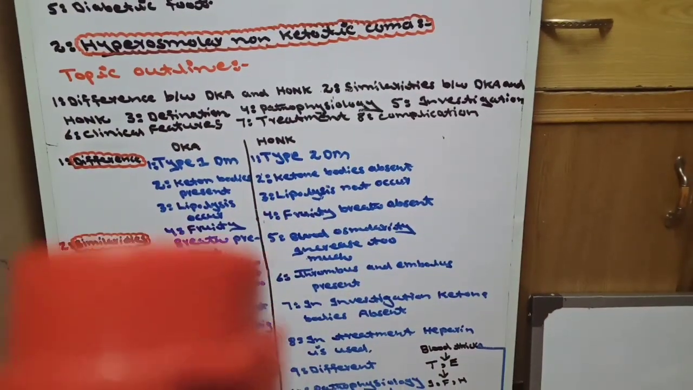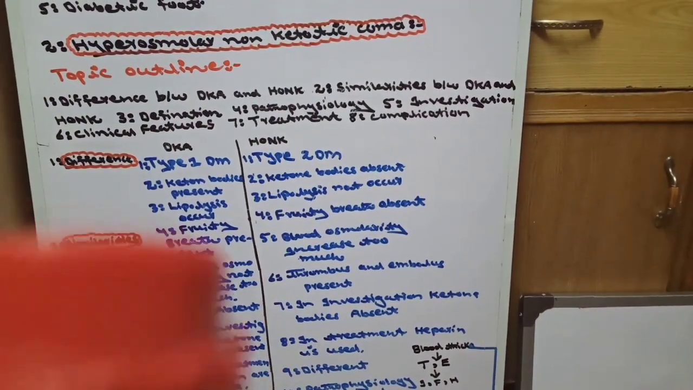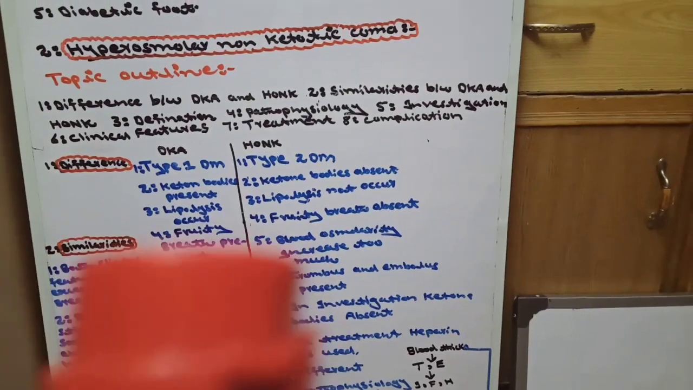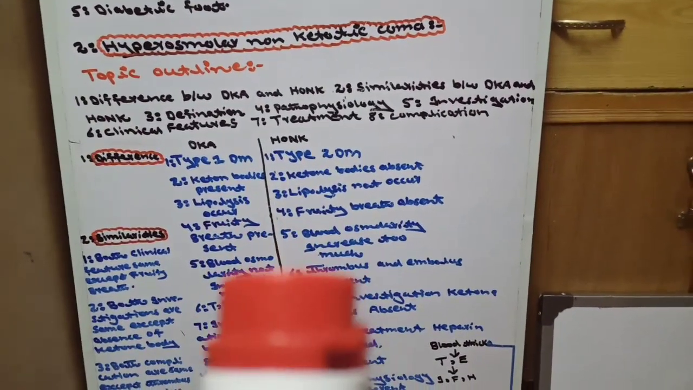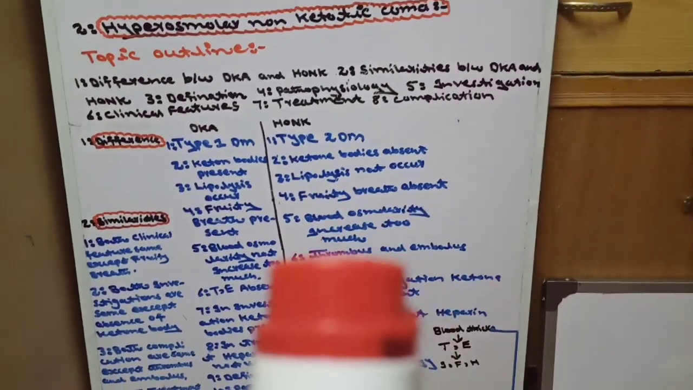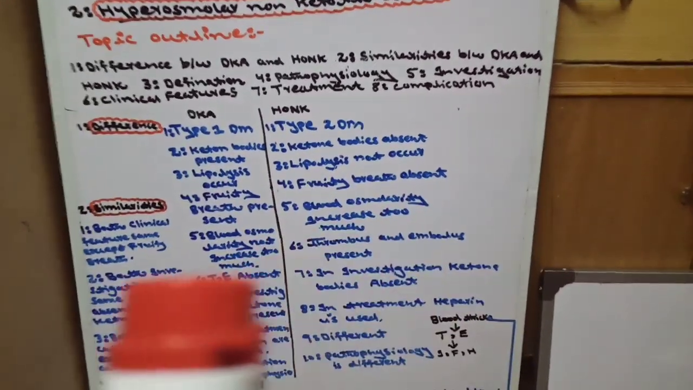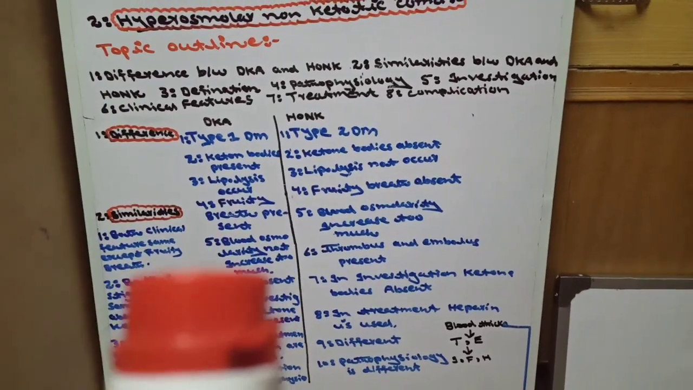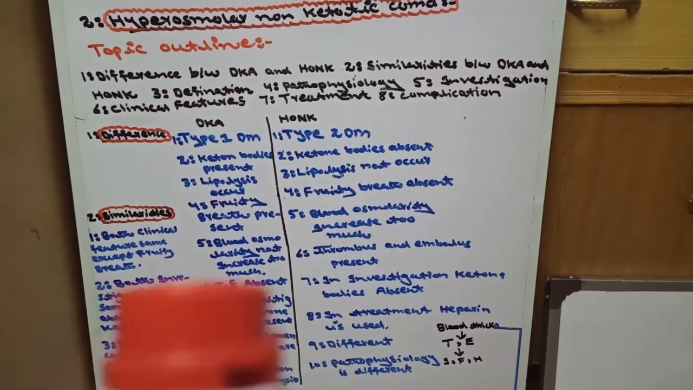Why? Due to acetone and ketone, due to lipolysis. But in hyperosmolar non-ketotic coma, the fruity breath is absent because lipolysis is absent, acetone is absent, ketone is absent. Number fifth difference, blood osmolarity.